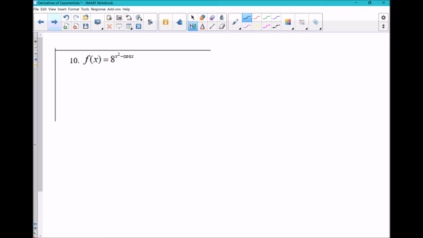Okay, ugh, icky. But think of it as 8 to the u. So if we took the derivative of that, it would be 8 to the u times the natural log of 8 and then times u prime. All right, we can do that.